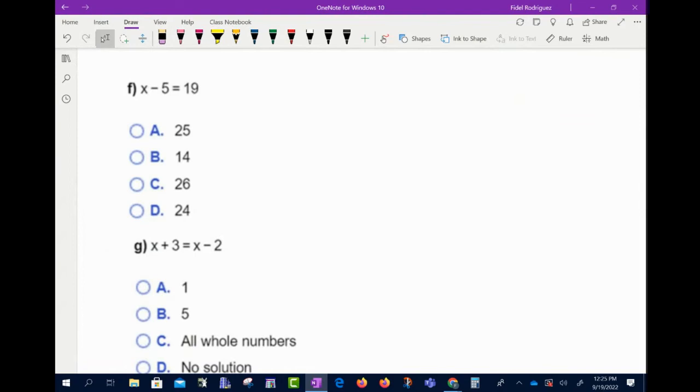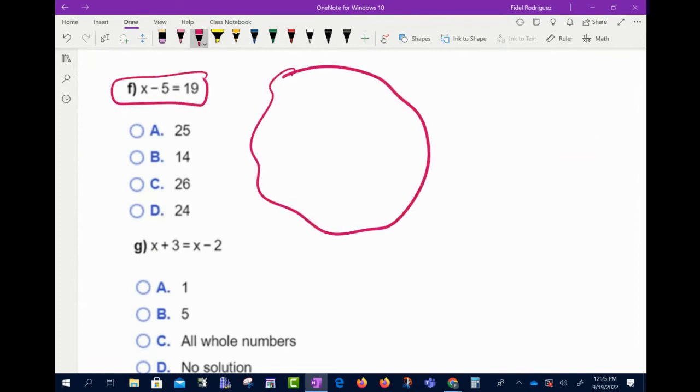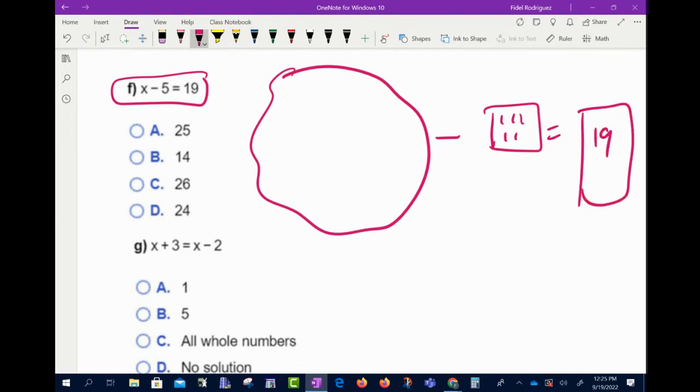So let's go through the same process here. And let's take a look at part F. Okay, thinking about this of the takeaway model. I have a certain number of blocks here. We're going to take away 5 blocks, and we're left with 19 blocks. How many blocks did I have to begin with so that when we took away 5, we were left with 19? Anyone know?